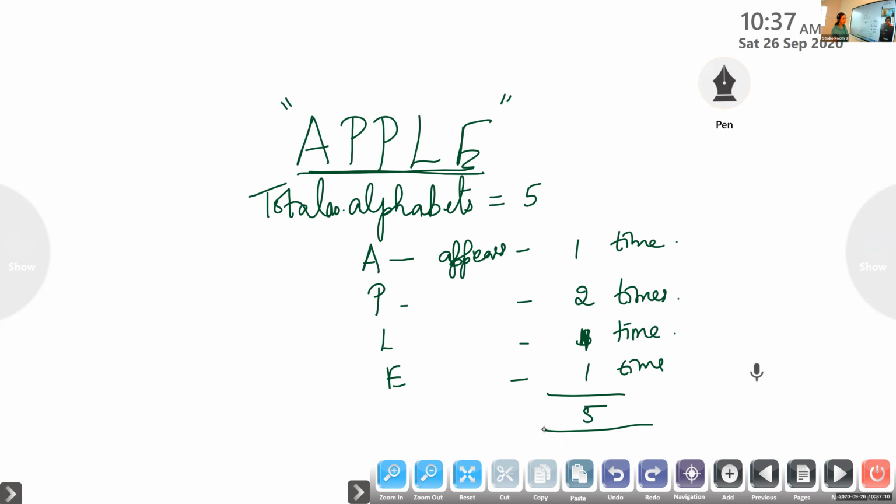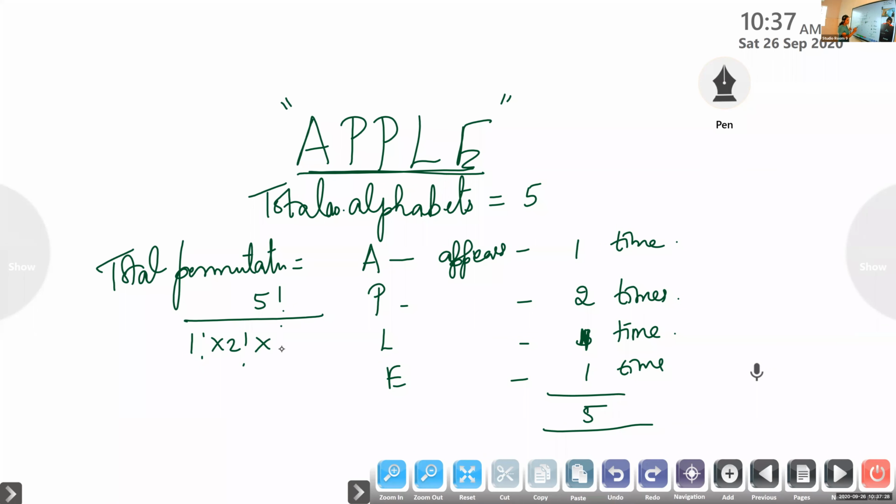Is it a 5-letter word? Yes, ma'am. What is the total permutations? Listen, children. Total permutations, it is a 5-letter word, so 5 factorial divided by each one's factorial: 1 factorial into 2 factorial into 1 factorial into 1 factorial.